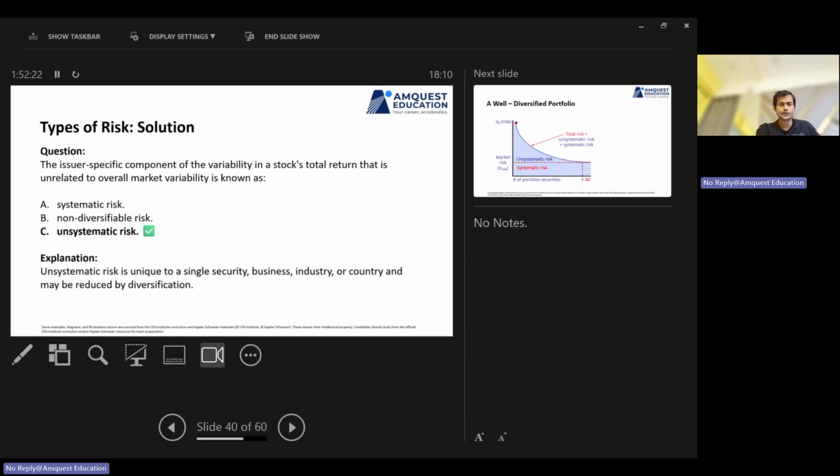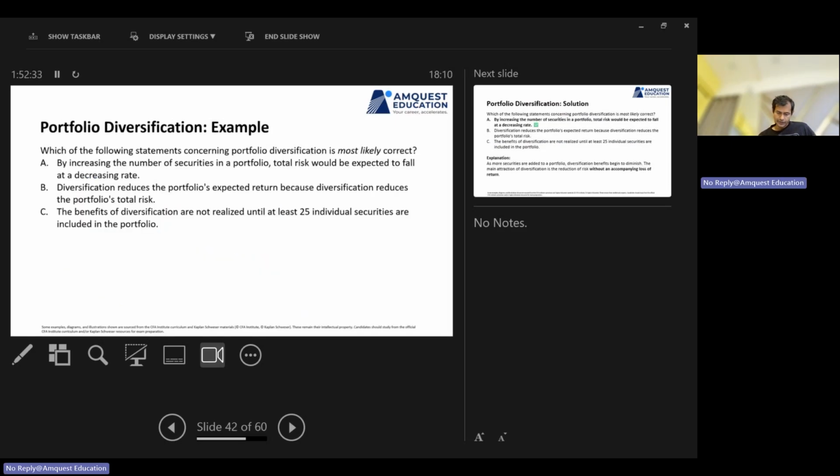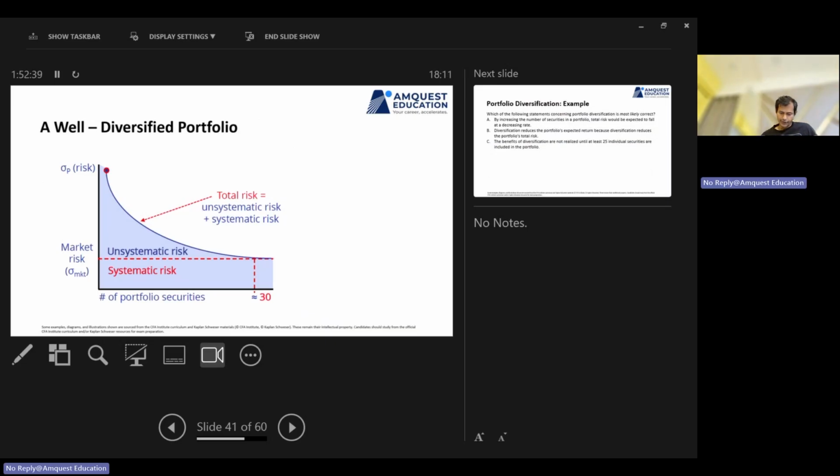Clear? So obviously, remember, you will be compensated for only taking up systematic risk. And therefore, you'll see in a portfolio, right? In a portfolio, the risk will always have some element of systematic risk, which is fixed, which is market risk. And the other part is the unsystematic risk, right? Obviously, now this is very interesting. As you add, let's say you invest only 2 stocks. तुमने सिर्फ 2 investments किया.